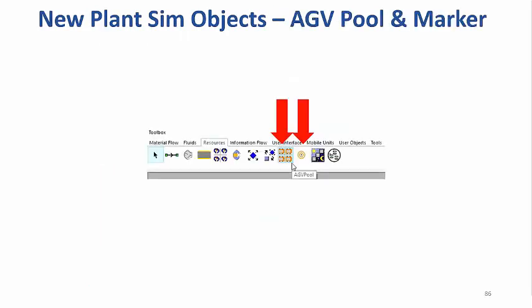The new AGV pool and marker object to the right of it, which looks like a bullseye, simplifies the modeling of AGVs. Similar to the worker pool, the AGV pool brings transporters into the model. Instead of requiring tracks to move on, the AGV moves according to a programmed sequence of markers, so virtual tracks can be programmed on the fly.